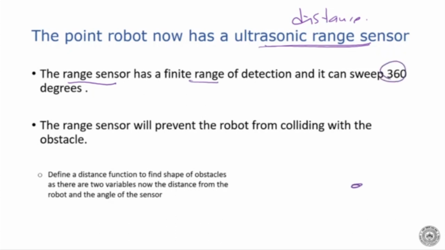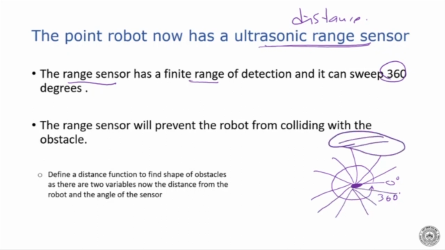So if this is my ultrasonic sensor, it can rotate 360 degrees. If this is my 0 degrees, it can rotate like this full 360 degrees, and these are the ultrasonic rays which are coming out, and it can sense distance. So if there's an obstacle like this, it can sense that there is an obstacle in front.